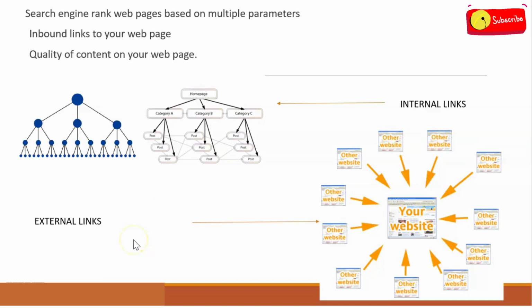And what's happening in an external link? You have your own website, and if you link your website to any other website, or if another website links to your website or a page on it, that is your external link. Google can also crawl another website, and from that website it can crawl your website.